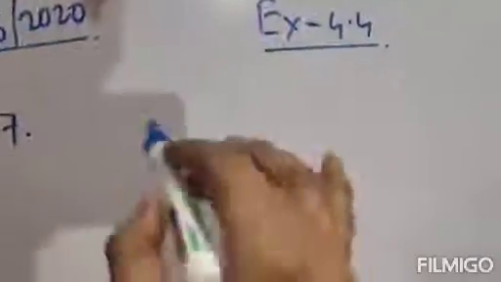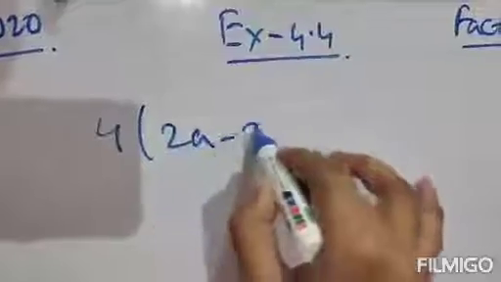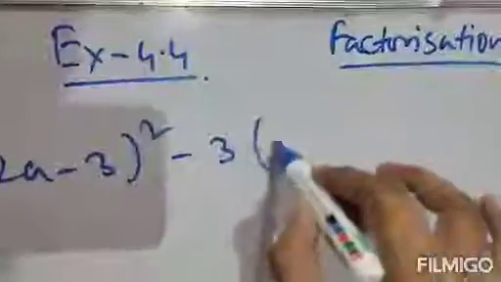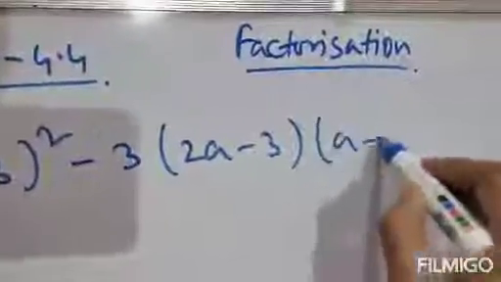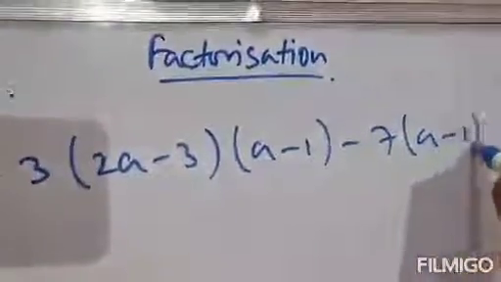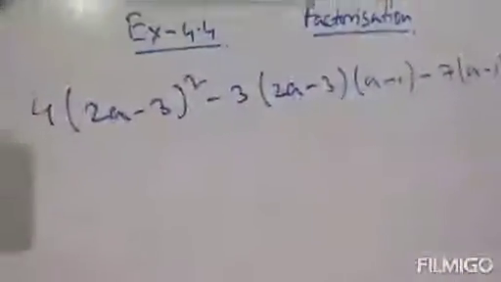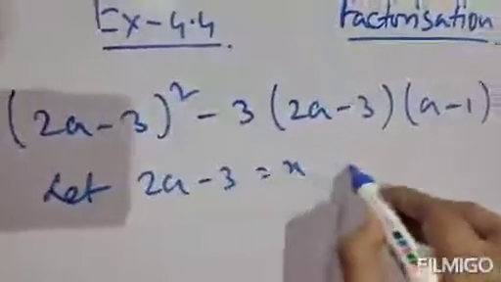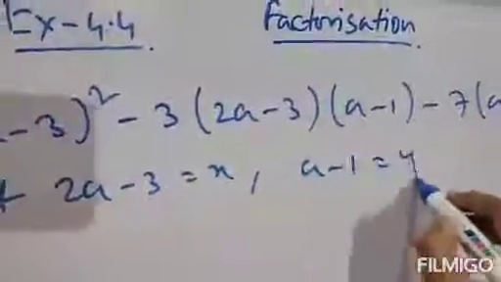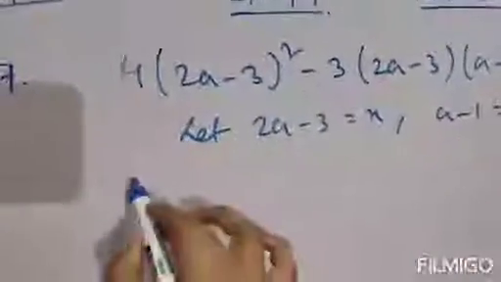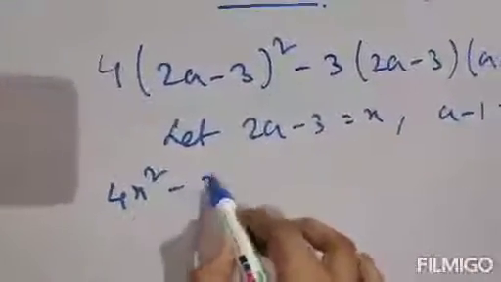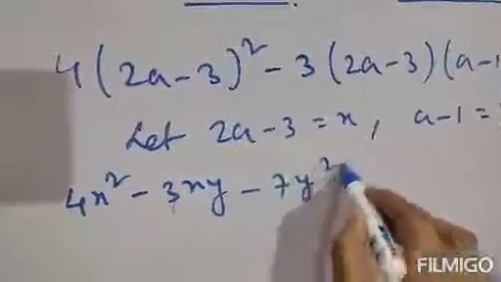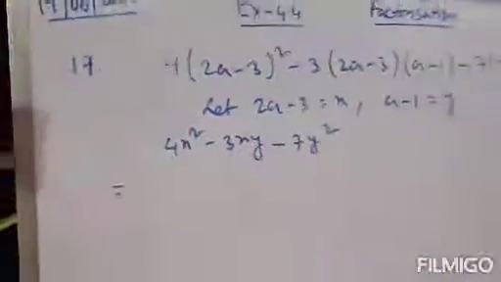So the first question is question number 17, that is 4(2a - 3)² - 3(2a - 3)(a - 1) - 7(a - 1)². So let 2a - 3 equal x and a - 1 equal y. So the expression becomes 4x² - 3xy - 7y². Now this is a middle term factorization sum.